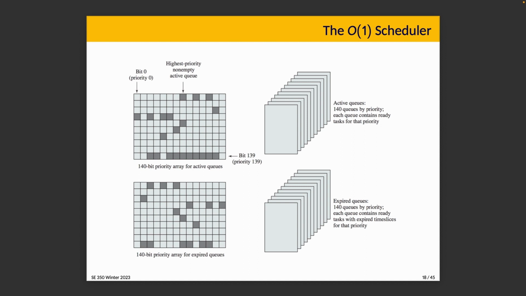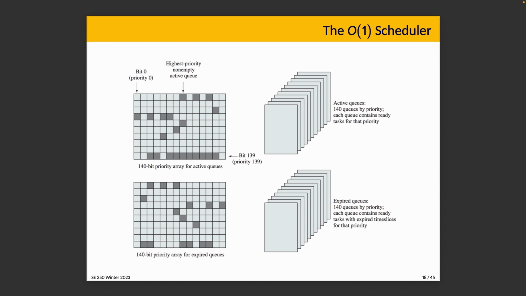So we have this array for the expired tasks as well. If a process doesn't complete its full time slice before it's preempted, then it goes back into the ready queue. And it can in the future run for the remainder of its time slice.